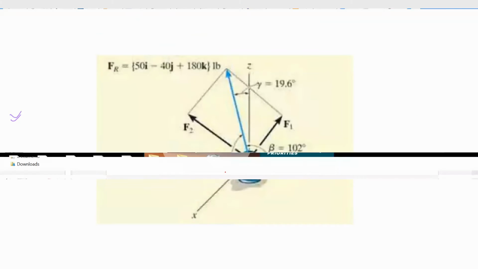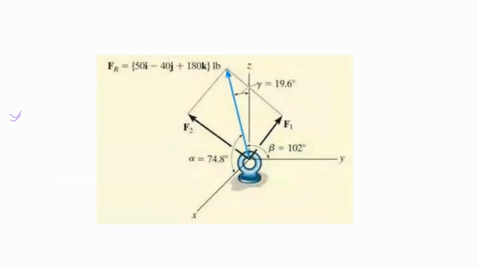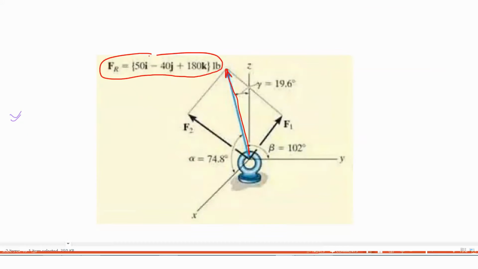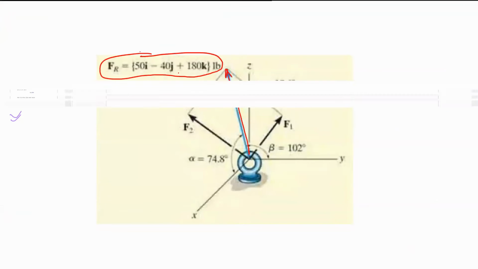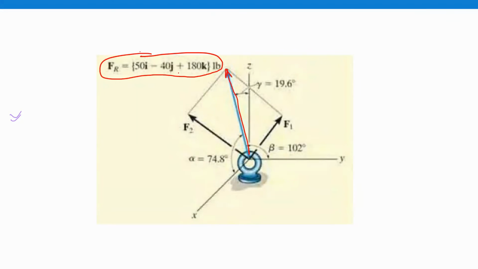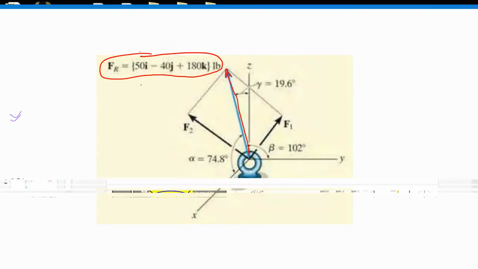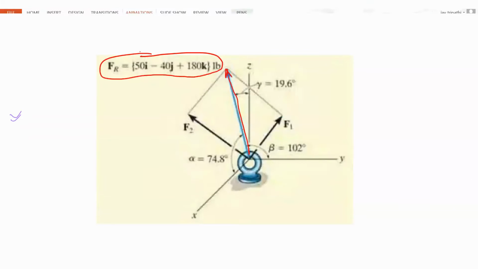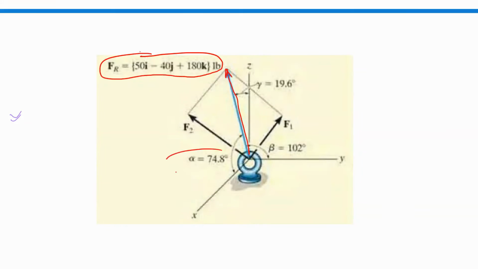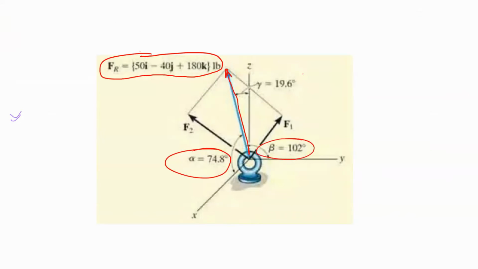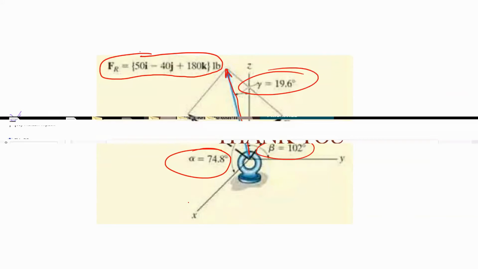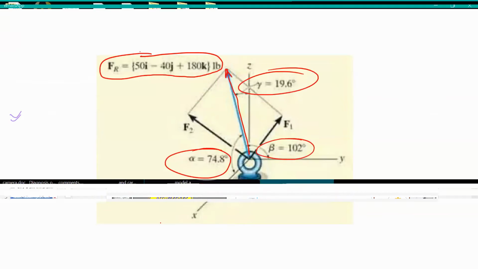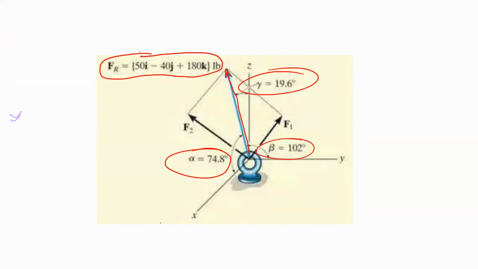So finally, suppose this is your resultant force. The resultant force answer will be 50I minus 40J plus 180K. And if you divide this, now if you find the magnitude, that you can do, and just after some simplification, you will be able to find the angles alpha, beta and gamma, and then only your solution will be complete. Okay.